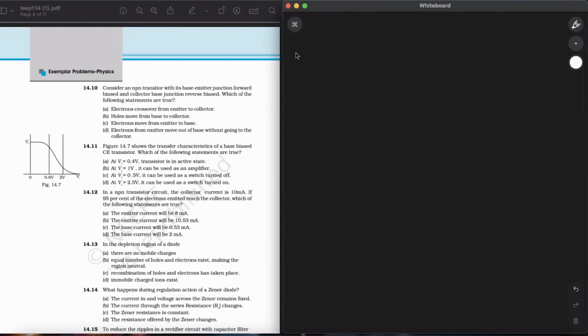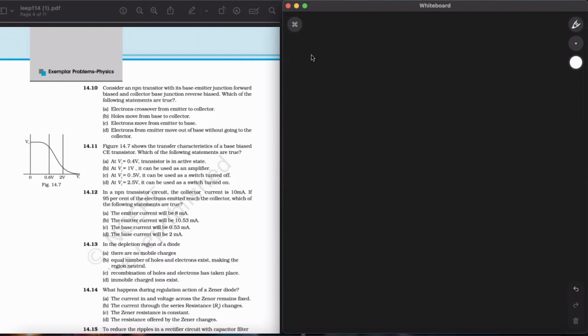The figure given alongside shows the transfer characteristics of a base biased CE transistor. Which of the following statements are true? At Vi equal to 0.4 volt, the transistor is in the active state. At Vi equal to 1 volt, it can be used as an amplifier. At Vi equal to 0.5 volt, it can be used as a switch turned off. At Vi equal to 2.5 volt, it can be used as a switch turned on.